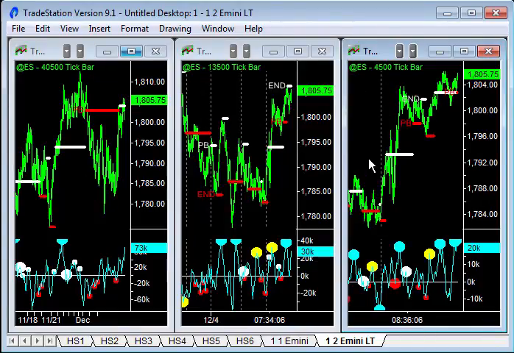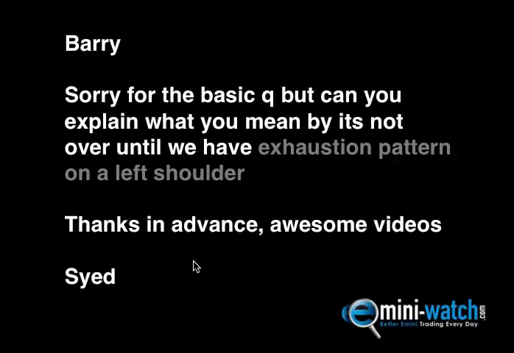So I'm going to be very interested to see what happens Monday, Tuesday, because potentially on these higher time frames we've got that reversal pattern coming in, and it's using multiple time frames to signal a head and shoulder pattern. So Syed, hopefully that was helpful to you, a little bit of an explanation of what I mean by an exhaustion pattern on a left shoulder, and just illustrating how the better indicators are used on fairly traditional technical analysis patterns like a head and shoulders pattern.